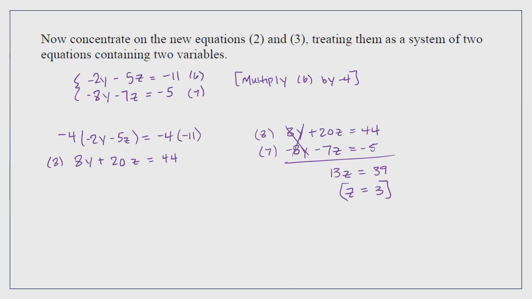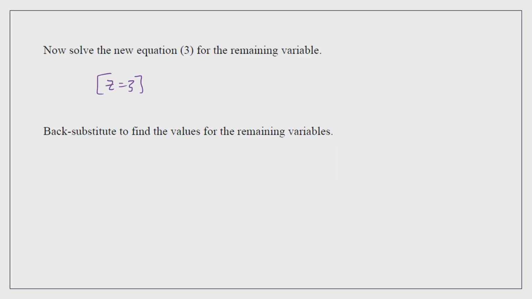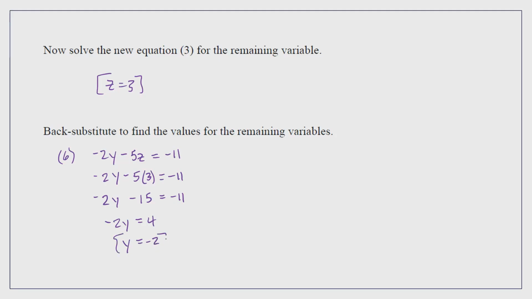Okay, so let's first take z, which equals 3, and substitute it into equation 6. So that will be negative 2y minus 5z equals negative 11. So negative 2y minus 5 times 3 equals negative 11. So that's negative 2y minus 15 equals negative 11. So negative 2y equals 4. So y equals negative 2. So I have z and I now have y.